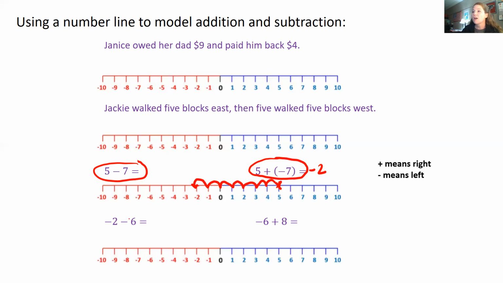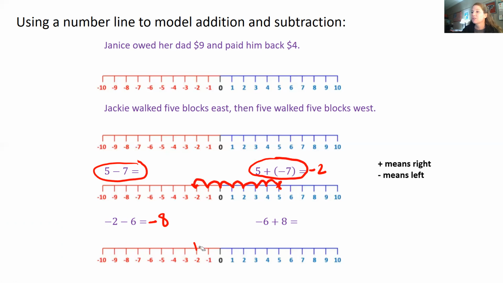Okay. All right, so let's look at this problem. It tells us we're going to start at -2. We're going to start here. And then what direction do we go? Left. We're going to go left 6 spaces. So -2, 1, 2, 3, 4, 5, 6 makes us land on -8. So that's like owing one person $2, owing someone else $6. That means we're in debt a total of $8. All right, let's get rid of that.